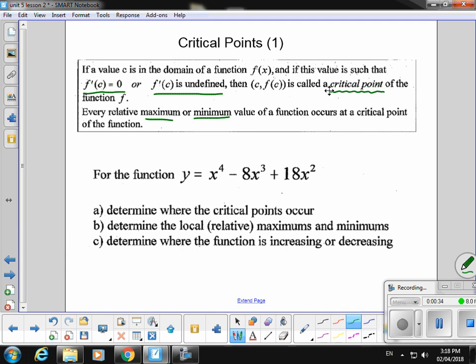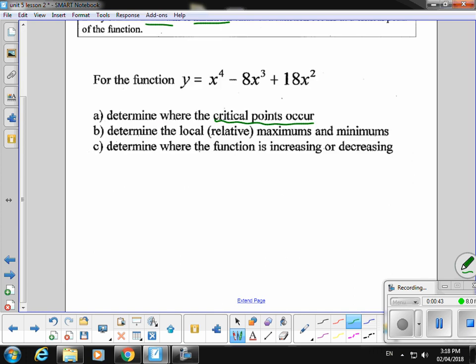So for this function, y equals x^4 minus 8x^3 plus 18x^2, we want to know where the critical points occur. So let's look at the derivative and see where it is 0 or possibly undefined. So our derivative is 4x^3 subtract 24x^2 plus 36x. It is not undefined anywhere, so I am looking for critical points by setting the derivative to 0.